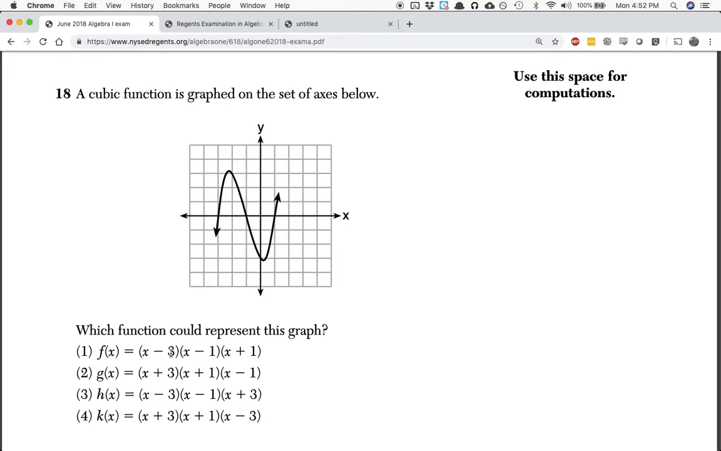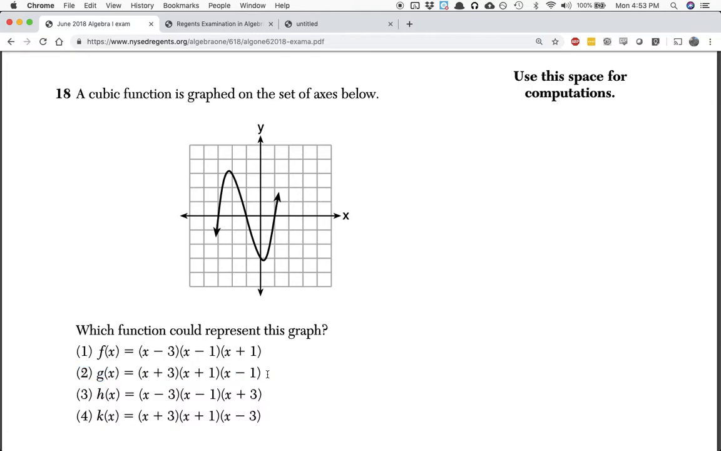So if I see a factor of -3, it should be hitting the x-axis at +3. It does not, so it's not answer choice 1. Here I see a factor of +3, so this factor means I should have a root at -3. 1, 2, 3. It does have a root at -3. A factor of +1, a root at -1. A factor of -1 means I should have a root at +1. It looks like it should be answer choice 2.